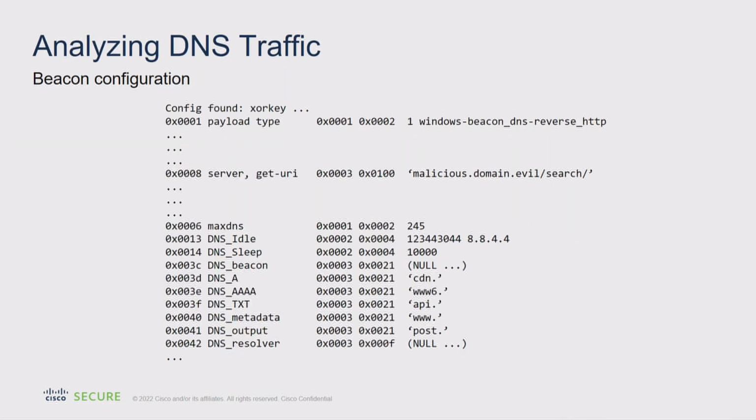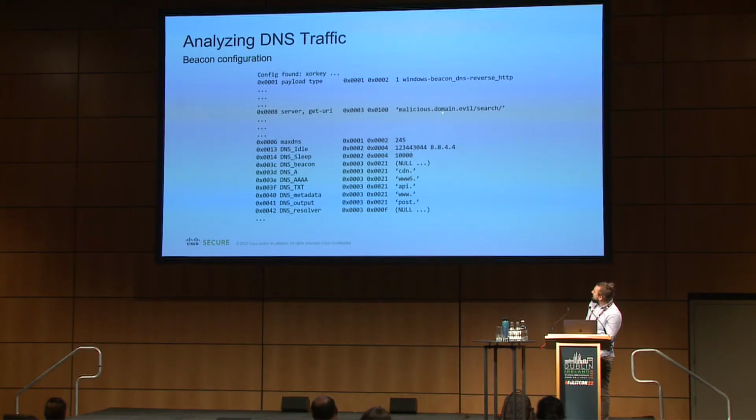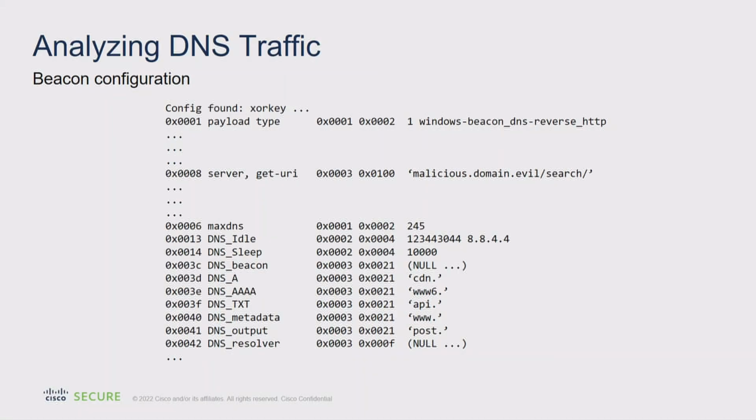So next we want to have a good understanding of how the beacon is configured. The start of it will be the type of the payload, and we see that this is DNS-based beaconing. The second one is the malicious domain, which the actor has full control of. And then we have a set of different configurations that can be used by the malicious attacker, depending on which ones are more or less likely to be detected within the network.